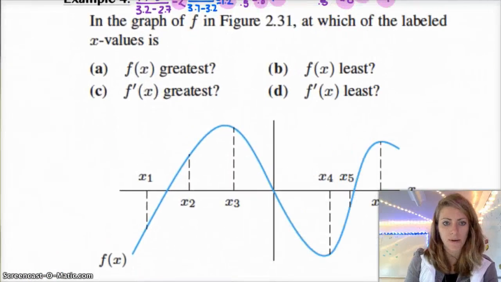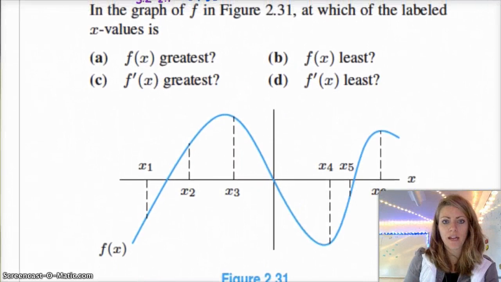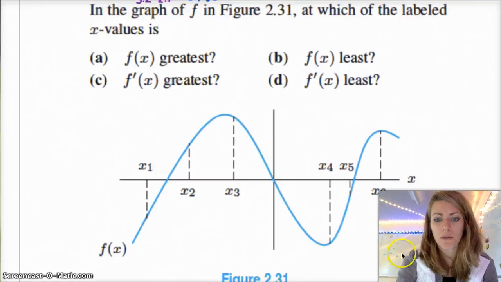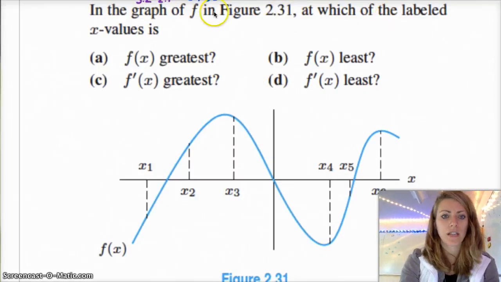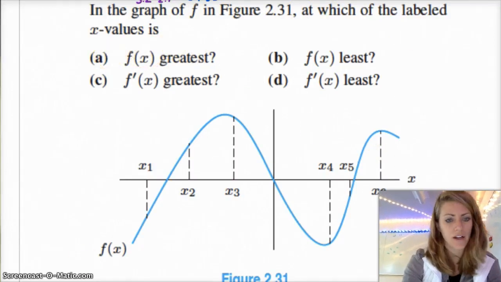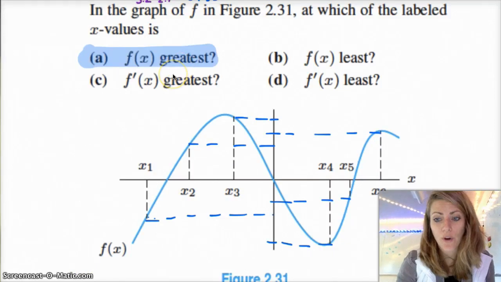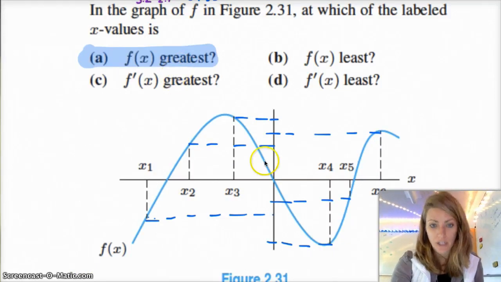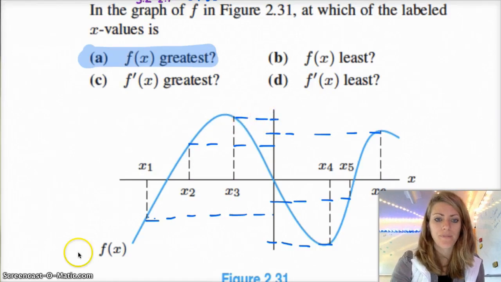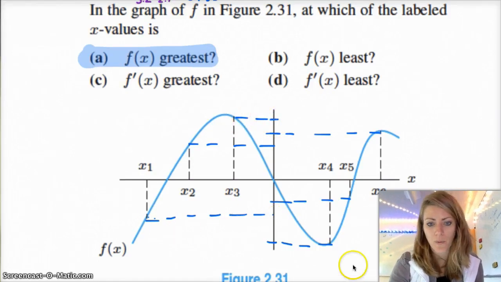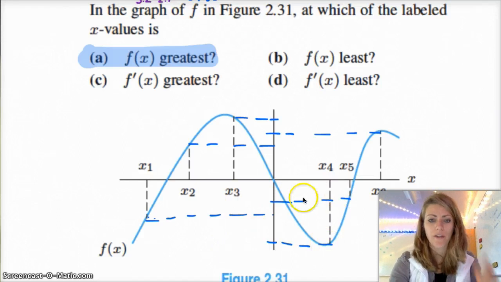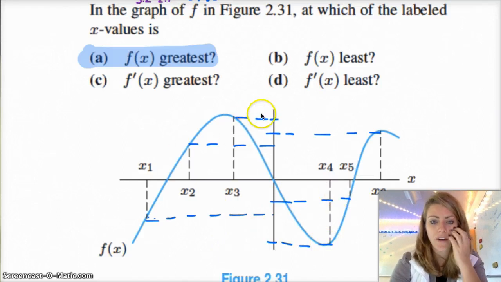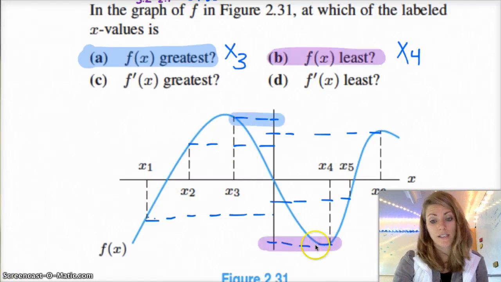That's the last example. It says, in the graph of f in figure 2.31, at which of the labeled x values is, okay, answer the questions. Okay, go ahead, try them. So for A, I'm looking for the greatest value of the function. That's going to be the highest y value, and that is at x3. I made little horizontal lines to find the y values and compare them at the different points. F of x is the least at x4, so that's down here.